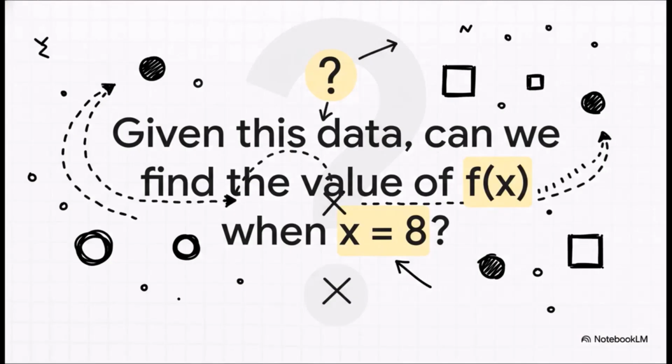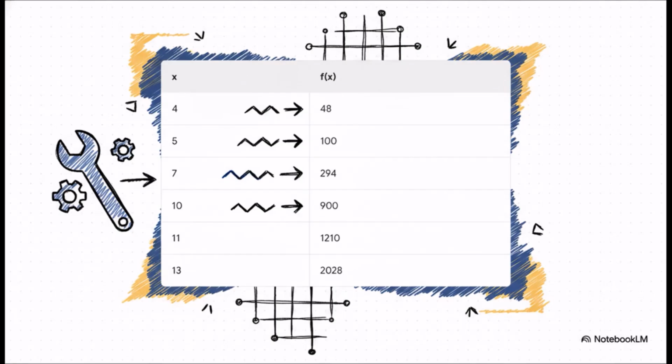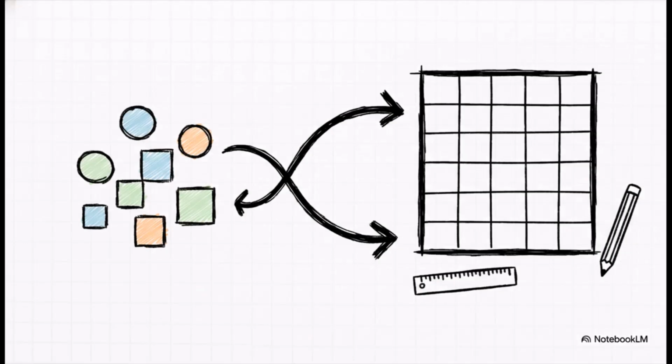So, here's our challenge. We've got this data, and we need to figure out the value of our function when x is 8, a point that's sitting right in one of those awkward gaps. And here's our messy data set. Just look at those x values, 4, 5, 7, 10. The gaps are totally inconsistent. This is exactly the kind of situation where Newton's formula really shines. So to get all the ingredients we need for our formula, the very first thing we have to do is build something called a divided difference table. This is really the heart of the whole calculation.